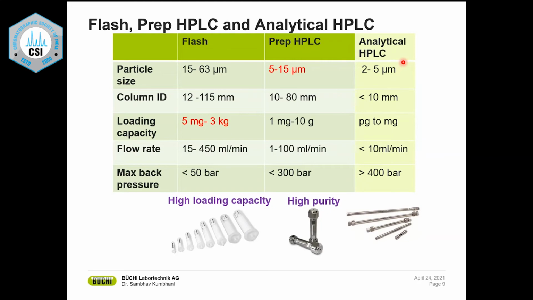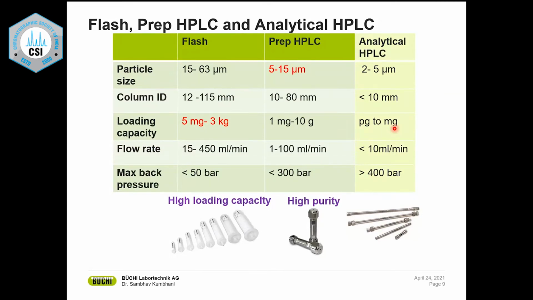Better interaction results in better resolution. Better resolution results in better separation. Higher quality separation leads to better quantification and qualification. But the problem is you cannot load too much sample. The sample amount that you load also affects the back pressure. So in analytical HPLC, you are limited by your loading capacity. You cannot go more than a few mgs in an analytical system.